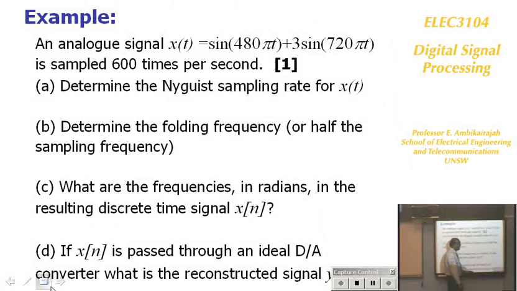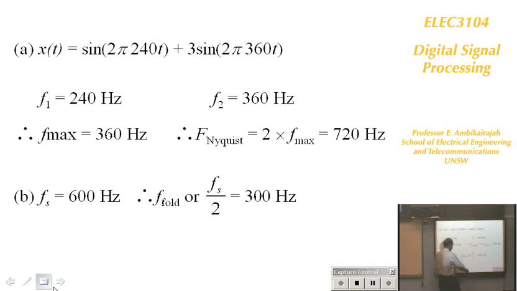So the last example here is another example where the analog signal x(t) is sampled at 600 times per second. Determine the Nyquist sampling frequency. Then determine the folding frequency, and what are the frequencies in radians in the discrete time signal. D is what is the reconstructed signal. These are the four parts. Let's look at one at a time. First one is, this is your signal.